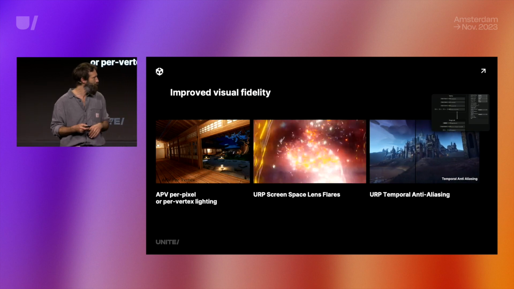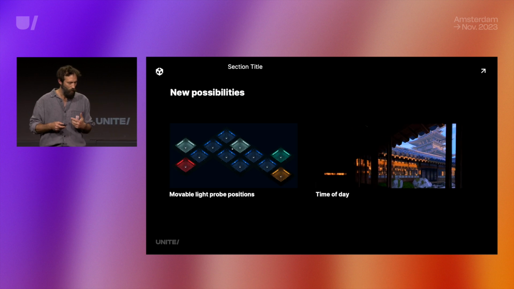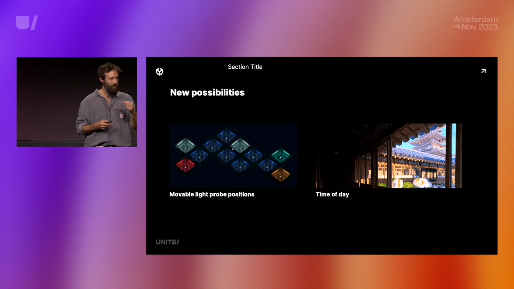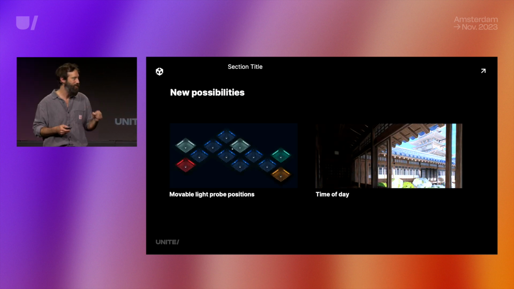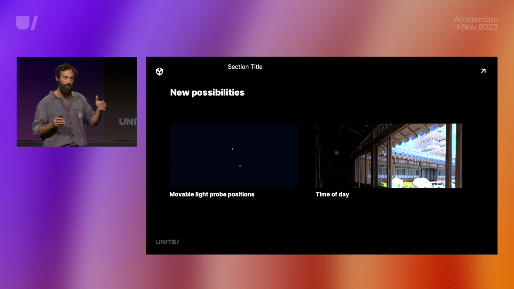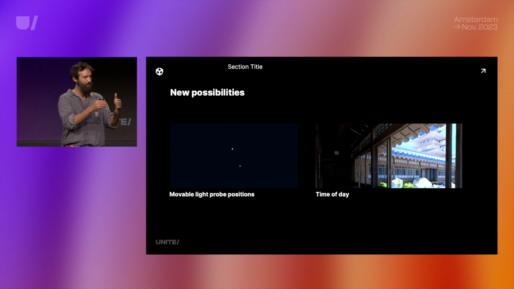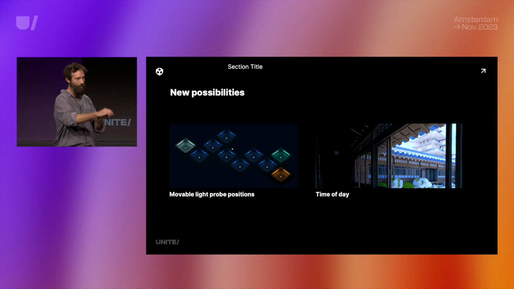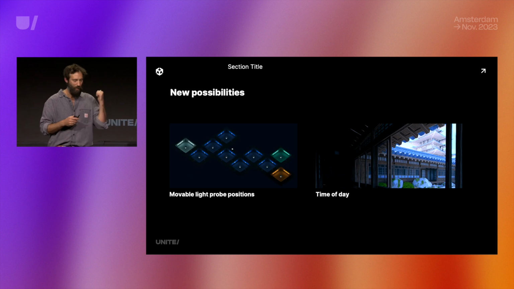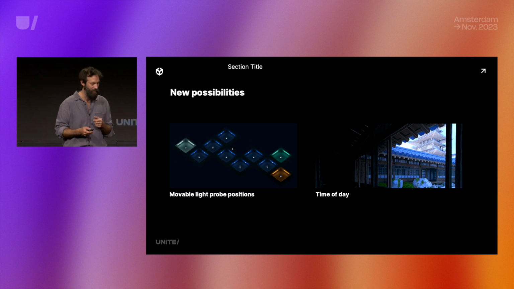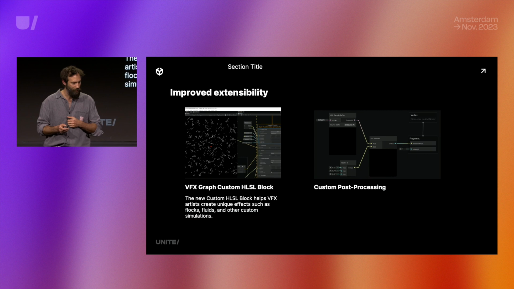We added URP temporal anti-aliasing. We also allowed new possibilities. It's a little thing, but a lot of people were asking for it: the light probes can be movable, so that you can bake them in, for example, a brick of your world, and then move that brick so that it can repeat. So we added this, small detail, but it's here. Time of day, as I mentioned before.